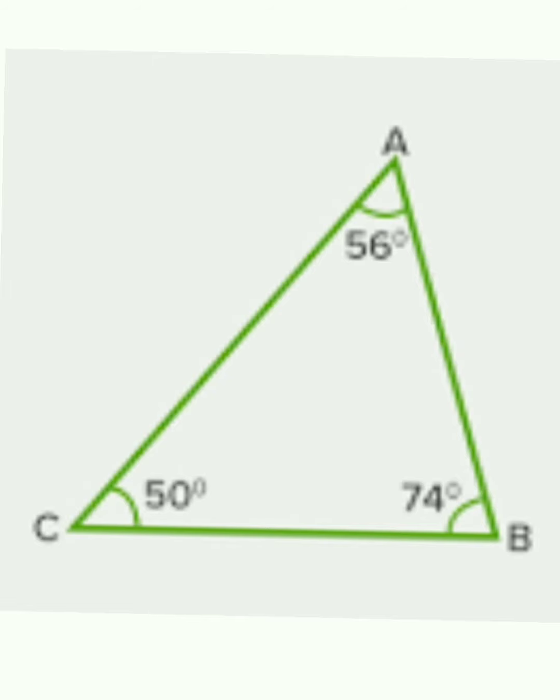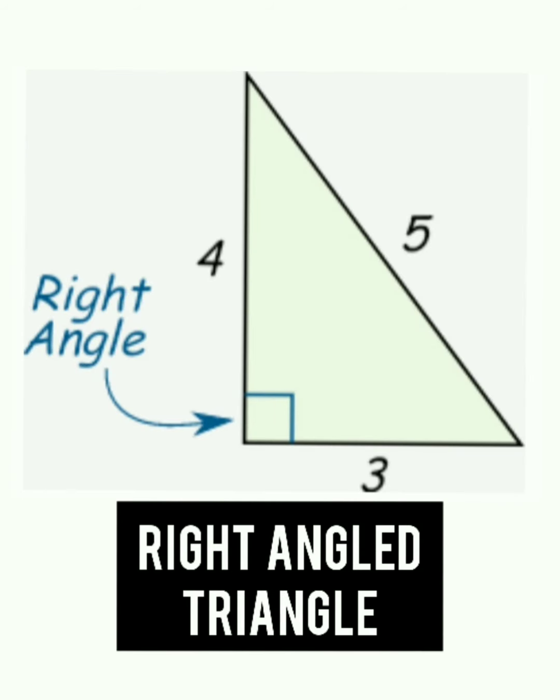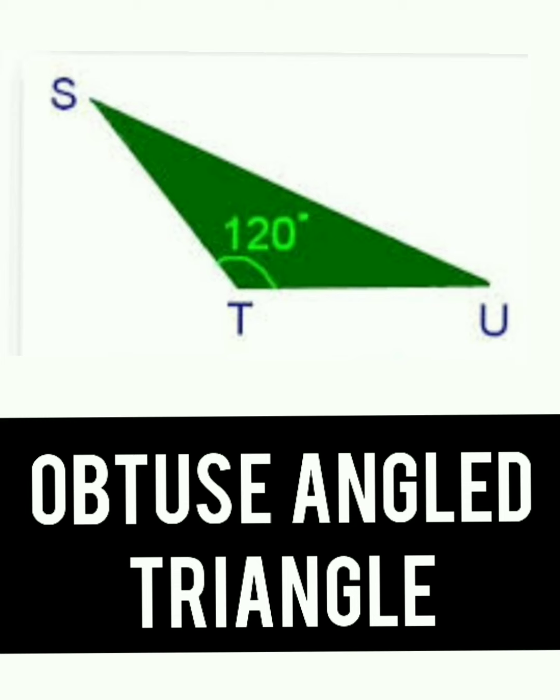Okay. And type number 2, right angle triangle or right triangle. A triangle in which any one angle is a right angle, that is 90 degrees, is called a right angle triangle. Number 3, obtuse angle triangle or obtuse triangle. A triangle in which any one angle is obtuse, that is greater than 90 degrees, is called an obtuse triangle.